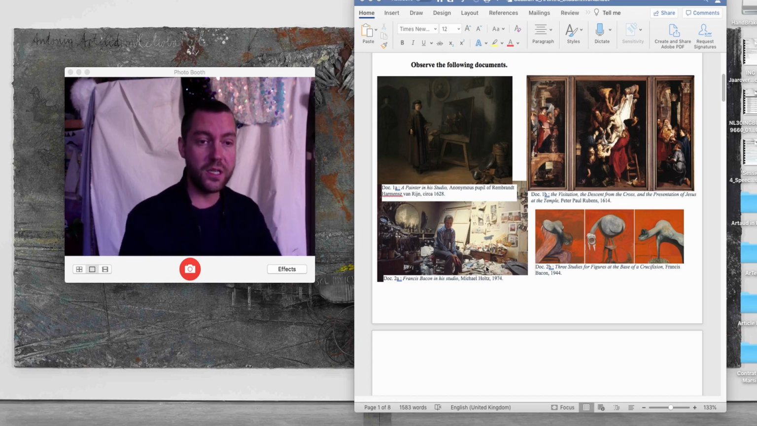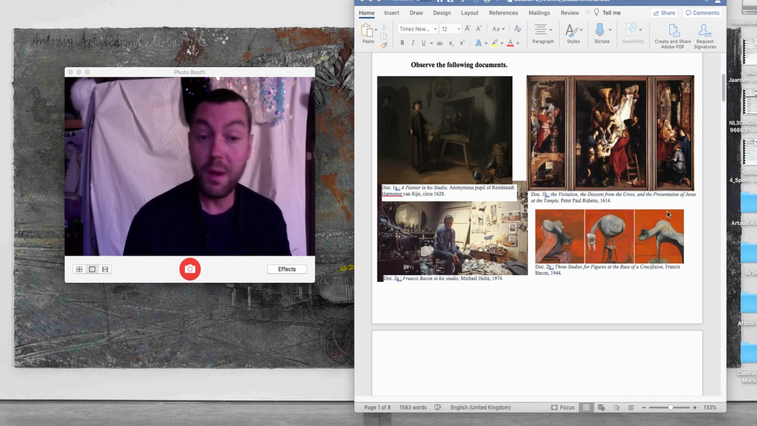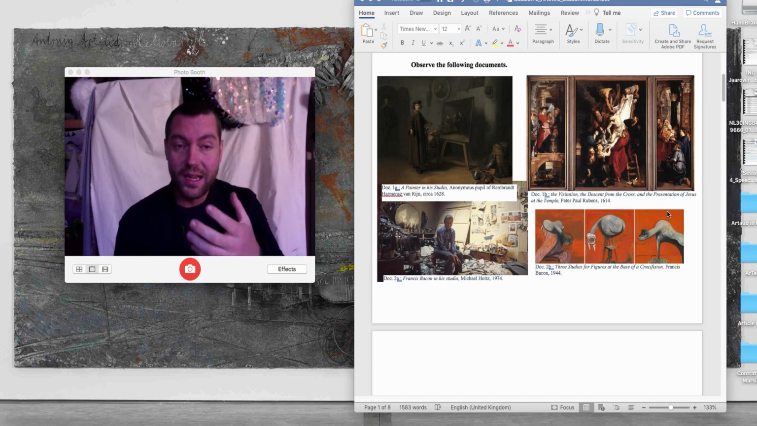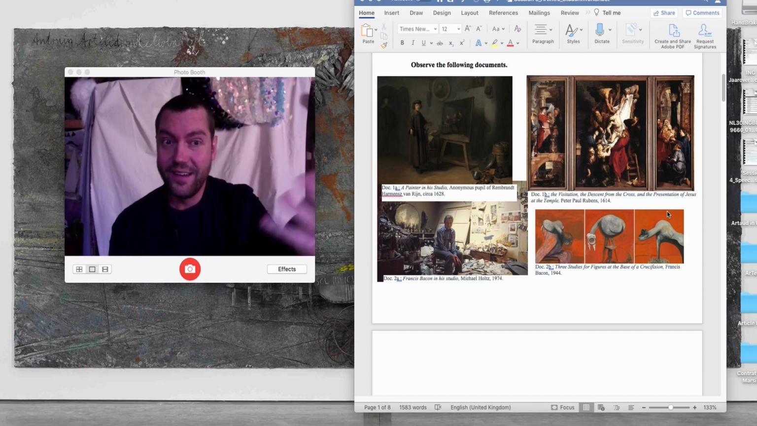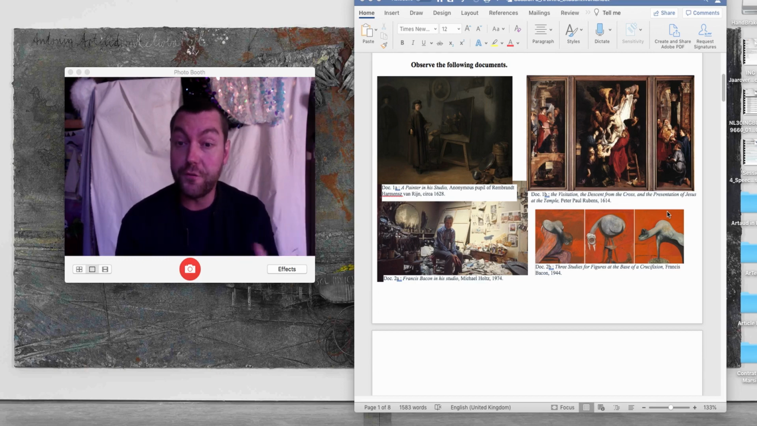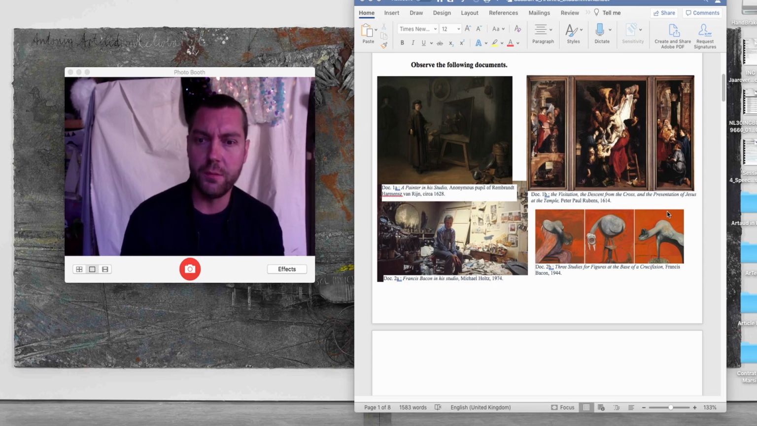Okay, so moving on to the next set. Just to quickly say one other thing, here we have a painting of a painter, whereas the bottom is a photograph. So the top is more formalized, using composition much more.